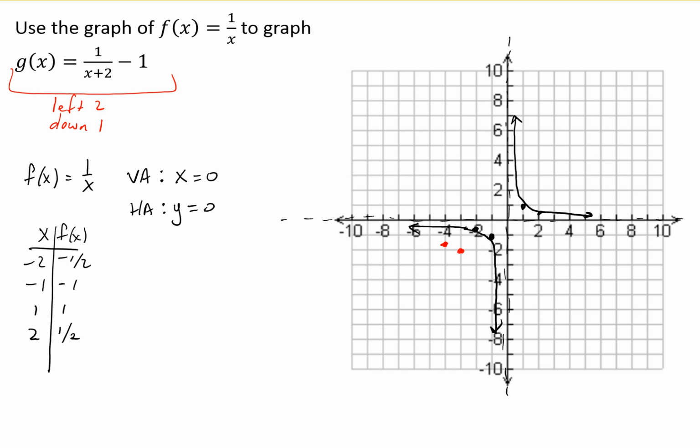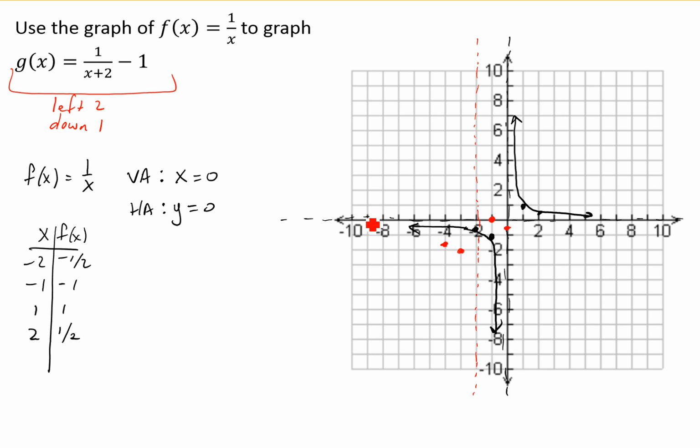So if I go left 2 and down 1, here, left 2 and down 1, and specifically the asymptotes also move. And so let me go ahead and finish with the points. Go left 2 and down 1, left 2 and down 1. So my vertical asymptote is at the y-axis. If I go left 2, it's going to move over 2 units. Now moving a vertical line down, we're not going to see any change there, but left 2 certainly affected that. So our vertical asymptote is now going to be at x equals -2.